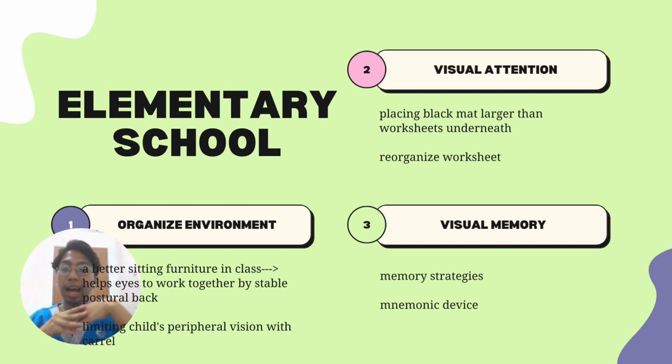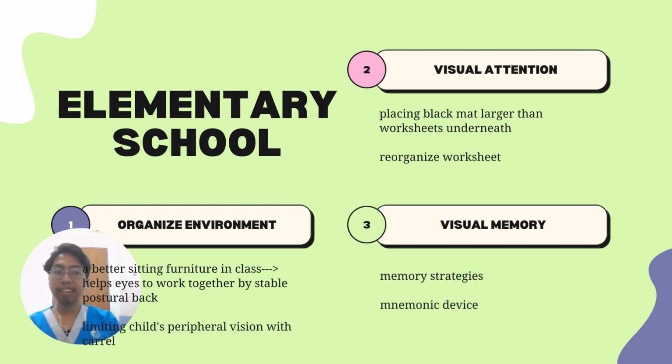And then limit the child's peripheral vision with a carrel. A carrel is something like, kalau kita dekat sekolah dulu kita ada this dekat mama computer, right? There's this one macam kayu pun ada dalam computer and then we just focus here. So here's the thing. The lesser the distraction, the better their visual perception. If there are so many things in their eyes, how can they even focus on the one thing that they should focus on, which is the teacher's teaching.